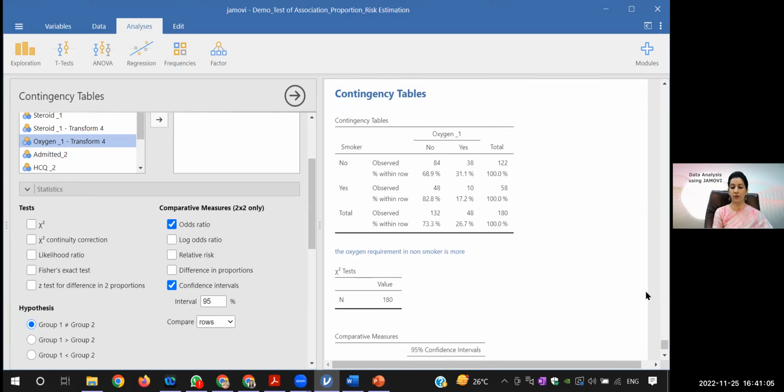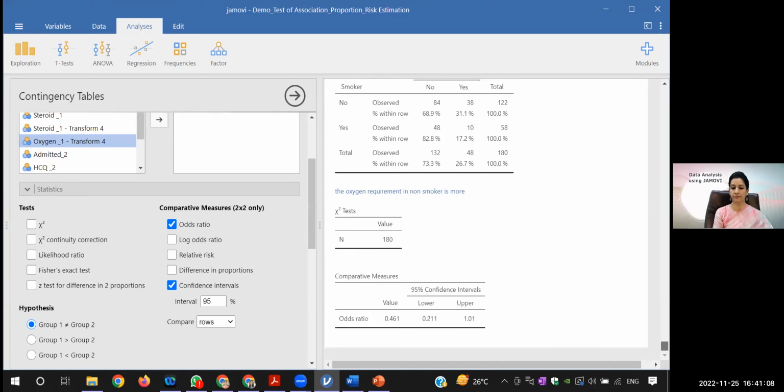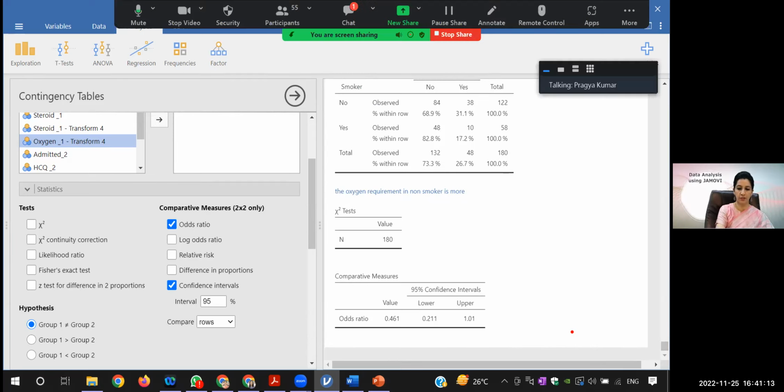And if I click odds ratio, you can see the value of odds ratio is 0.461 with the lower and upper boundary of 0.211 and 1.01. So what it says is that this is not significant, because if your odds ratio has a value of 1 in between, then we can say that this odds ratio is not significant. But now we have to interpret it.